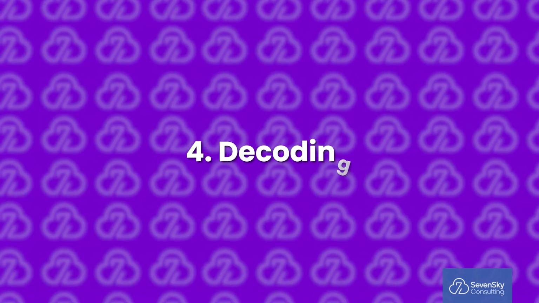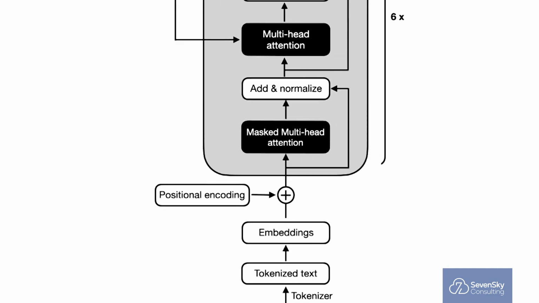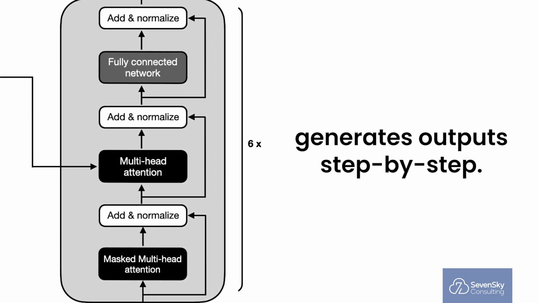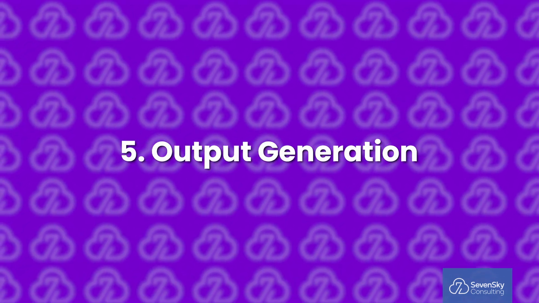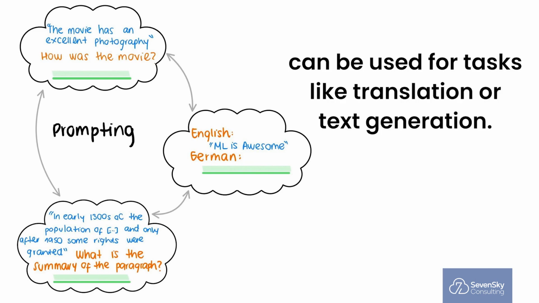4. Decoding. The decoder uses the encoder's output, applies its attention mechanisms, and generates output step by step. 5. Output generation. The final layer outputs probabilities for the next token in a sequence, which can be used for tasks like translation or text generation.